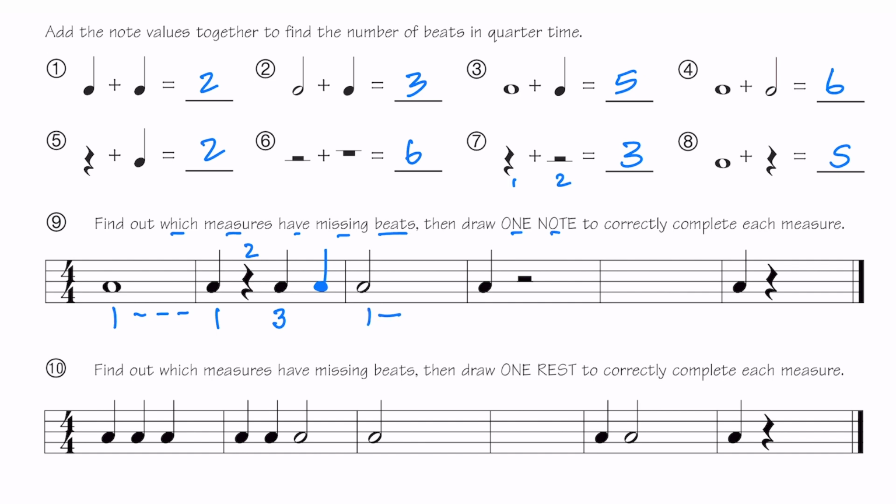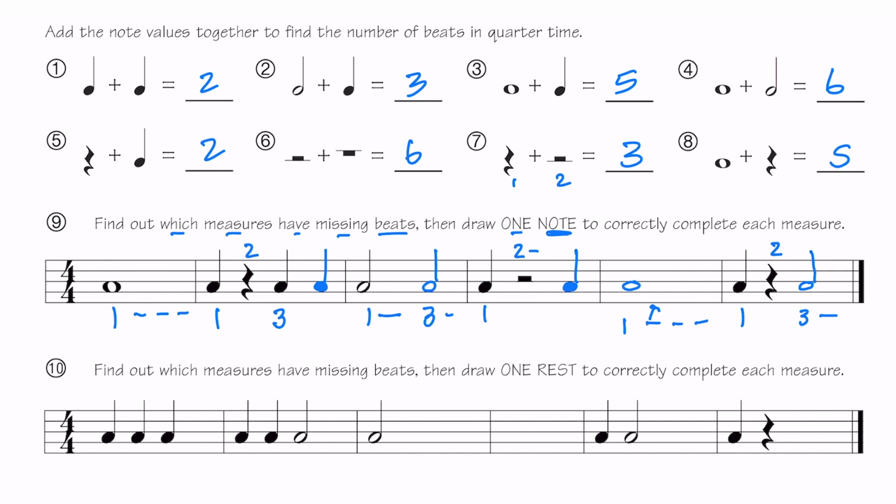1, 2. How many counts am I missing here? I'm missing 2. So I'm drawing in a half note, which would be 3, 4. Okay, notice I drew in a note and not a rest because that's what I asked you to do. 1, here's half rest, so that's 2, 3. I'm missing a note. That note would be a quarter note. This measure is empty. How many counts? 1, 2, 3, 4. So a 4 count note is a whole note. 1, 2. I'm missing 3, 4. So that would be a half note.